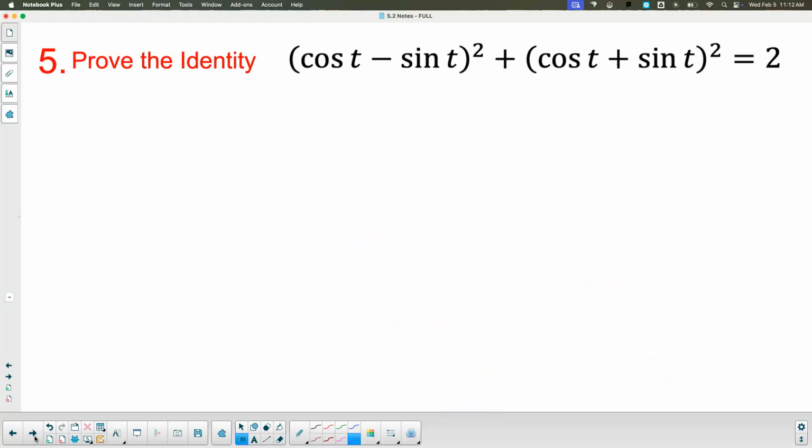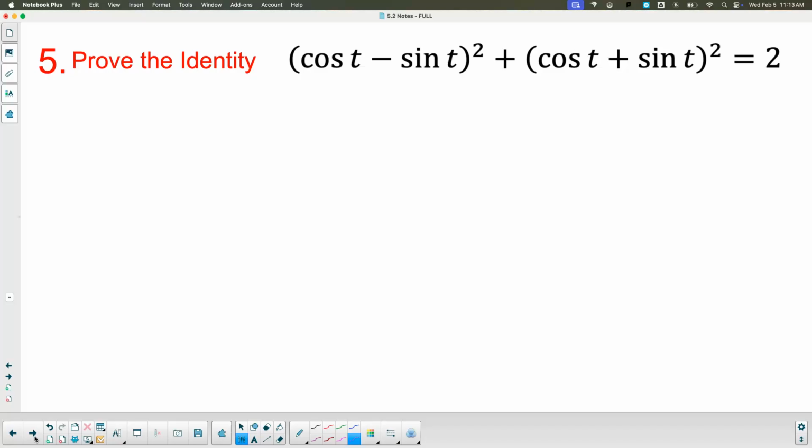Prove the identity here now. Okay? So we've got cosine of t minus sine of t, quantity squared, plus cosine of t plus sine of t, quantity squared, equaling 2. Okay? So this is from yesterday. This is going back to what we were doing yesterday. Sorry, it literally just popped in the old noggin that I didn't post yesterday's video yet. That is my fault. That is 100% my bad.